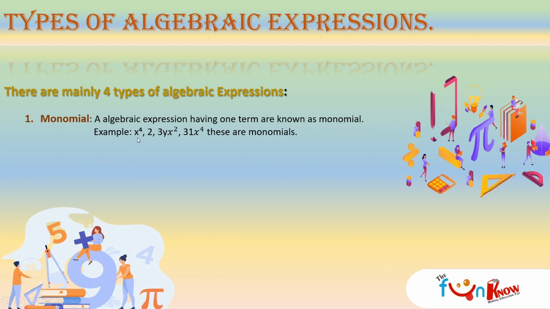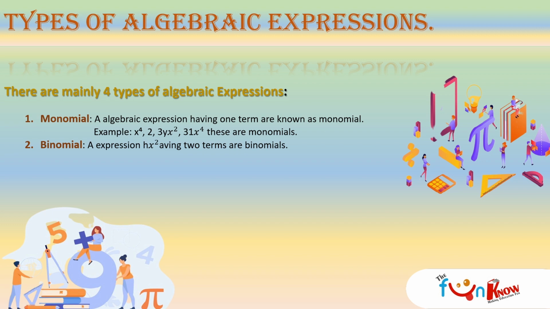Example, an expression with only x4, with only 2, with only 3x square y. No operators are there in the middle. Students, see here, only one term, 31x raised to 4 basically. So an expression which doesn't have another term, which has only a single term, is known as monomial expression. Monomial expression. Next is binomial expression.